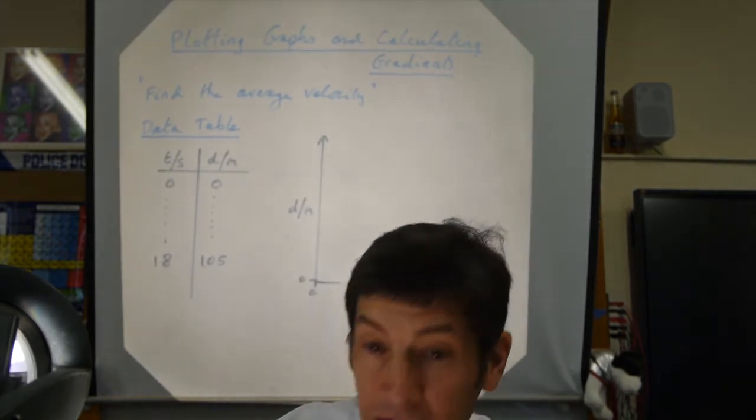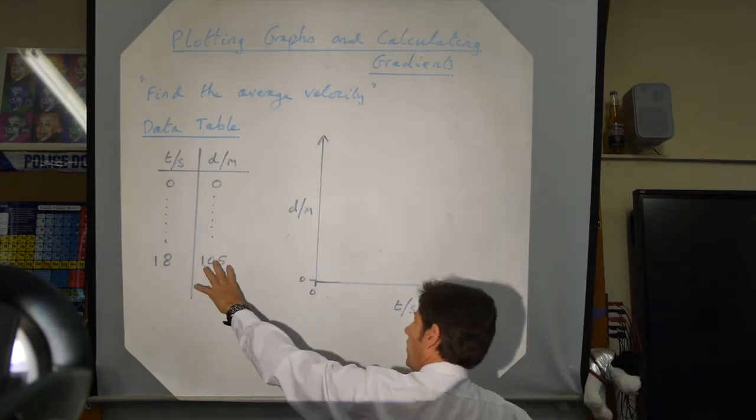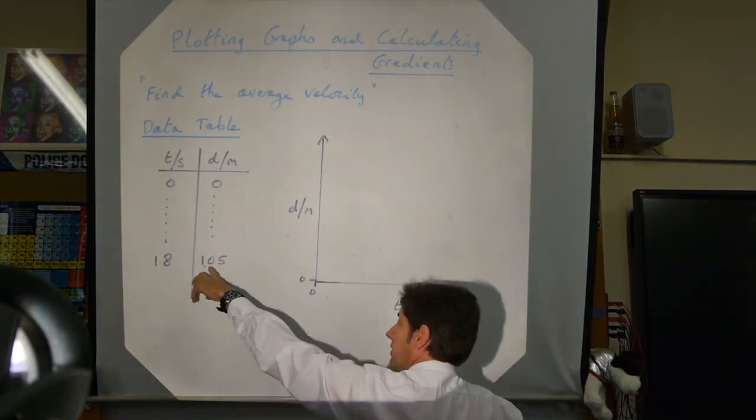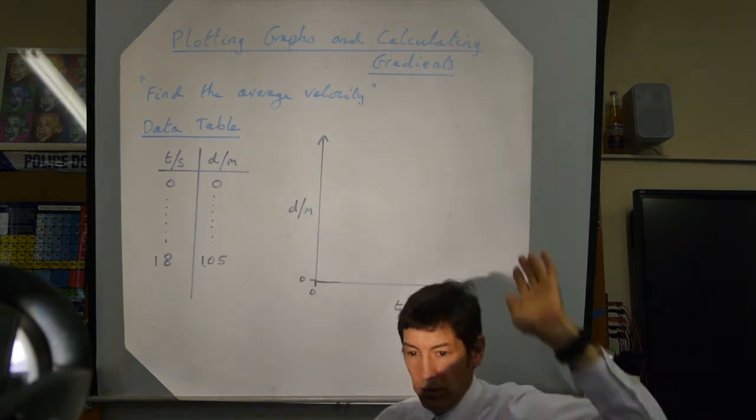up to that slightly larger and easier number. Distance, 105, you could do that one, granted. I'm going to make it 110. So I'm going to go 10, 20, 30, 40, 50, 60, and so on, right the way up to the top.